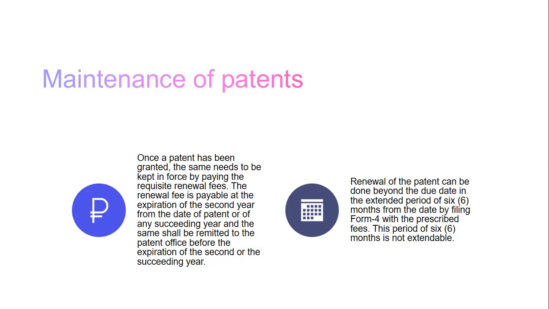And this can only be done if you fill up Form 4 and request to extend the period by 6 months. But the period of 6 months is further not extendable. So it is payable at the expiration of the second year from the date of the patent. But if you miss it, you can extend the date by filling out Form 4 and you will get a further 6 months to pay your fee, but not more than that. You can only extend it till 6 months and not more than 6 months. So I hope I was clear here.